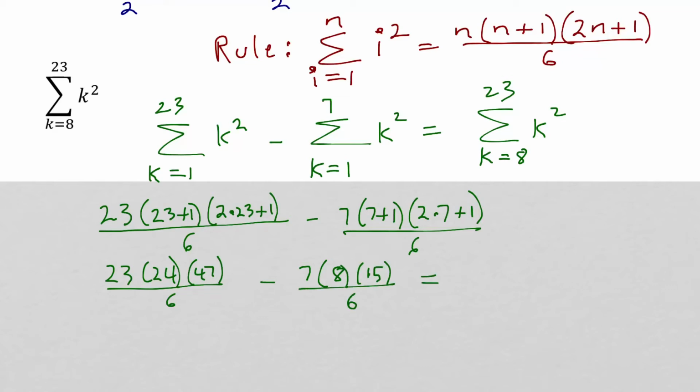So if I put that in my calculator, I'll find that my total, my sum, is 4184. And that's the sum from 8 to 23.